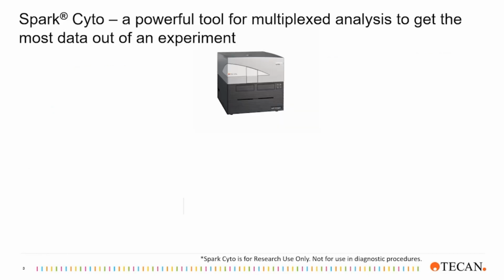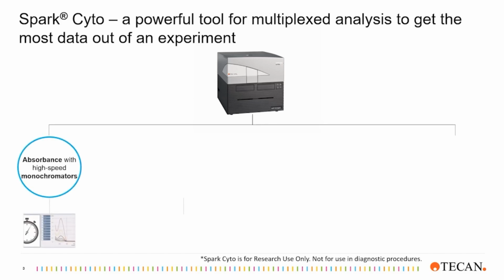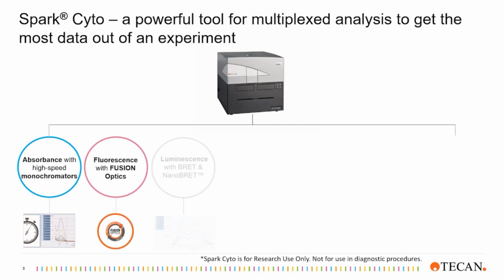Thank you, Linda. Now we're coming to the star of the show, the Spark Cyto. The Spark Cyto is a multimode reader, and as such can measure absorbance using high-speed monochromators, fluorescence with our fusion optics technology, and luminescence, particularly useful for CellTiter-Glo assays, which are common as 3D cell culture endpoint assays.